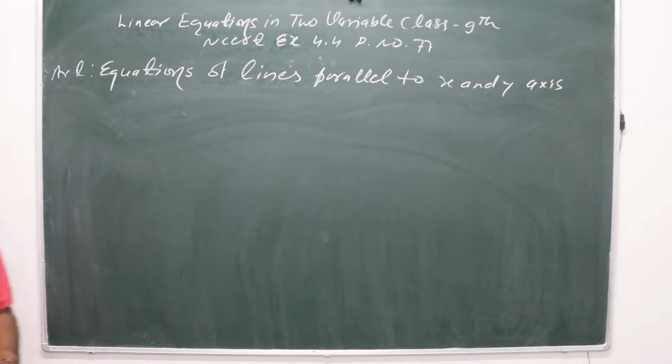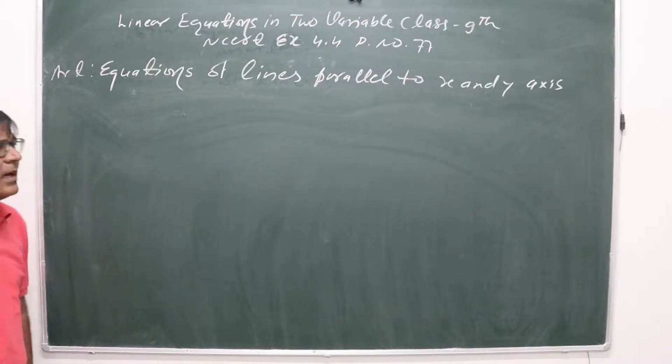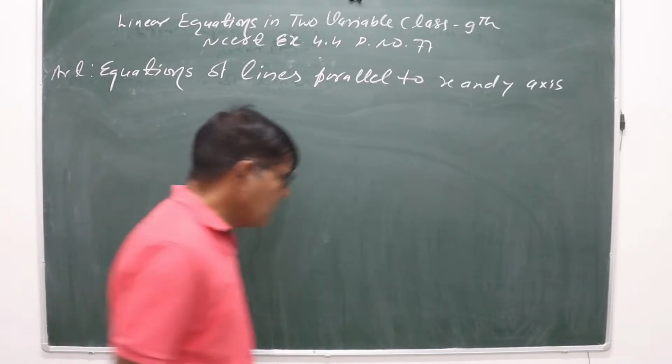Students, linear equation in two variables, Class 9, NCERT Exercise 4.4, page number 77. In this exercise, specially, we will do equations of lines parallel to the x and y axes.